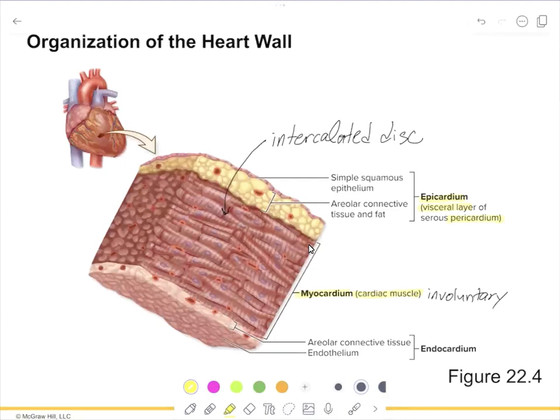And again, that's going to be the thickest layer of these different layers of the heart. And then the innermost layer is endothelium, which makes up the endocardium, and it is going to be in contact with the blood.